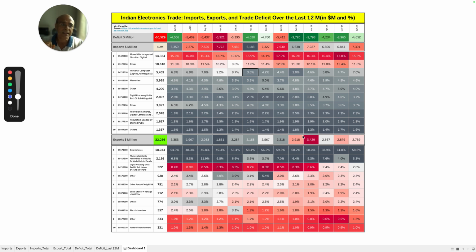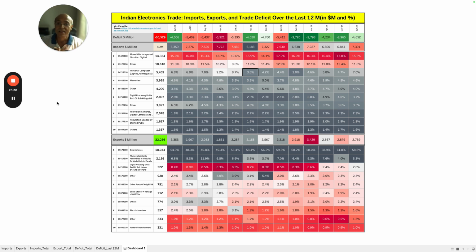If you look at the overall export of electronic items for the last 12 months, it has been $32 billion, out of which smartphones constitute more than 50%, close to 60%. 60% of export is only smartphones, and we are importing electronic components to make smartphones, and others are very, very insignificant. So friends, I don't want to carry this video forward, otherwise it will become too long, but I hope that you got a very good gist as to where we stand as far as our trade situation is concerned.